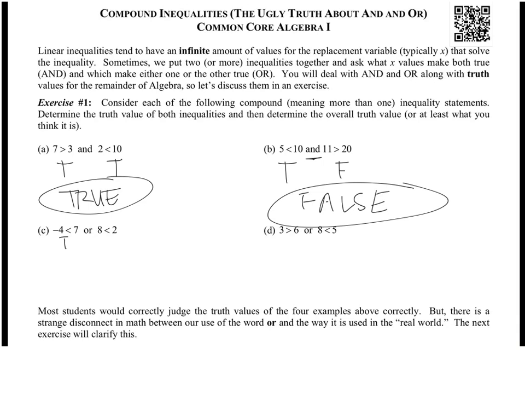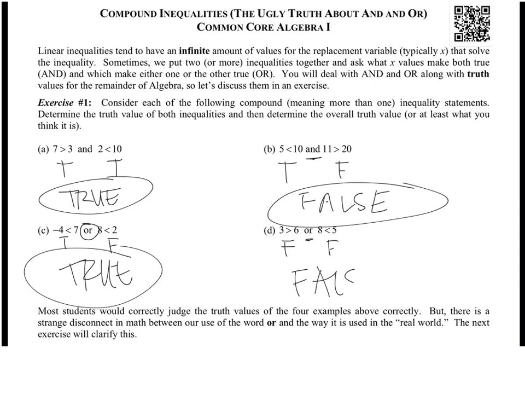-4 is less than 7, and 8 is not less than 2, but it has the word or, so that means only one of them has to be true. So overall, this statement is true. 3 is more than 6, that's false. 8 is less than 5, that's false. Even though this says or, neither of them are true. So overall, it is false.